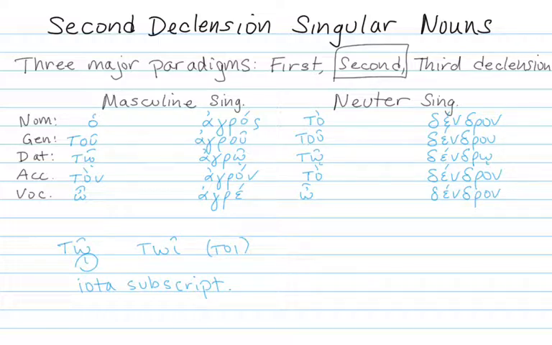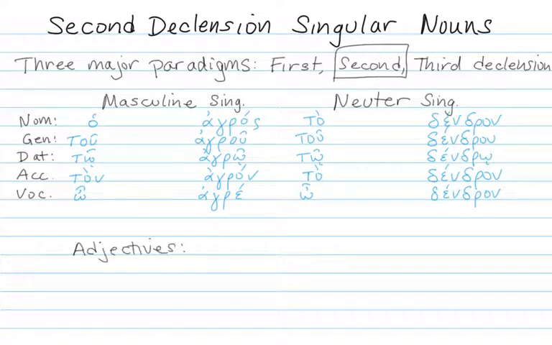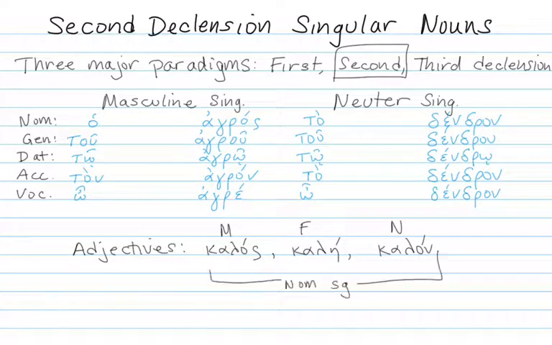Now, if you're wondering why I left a giant space, it's so that we can learn about adjectives. So for now, when we see adjectives, they're going to be of a particular kind of form. Kalos is the masculine. Pretty soon we'll learn the feminine kalē. And now we're learning the neuter kalon. All three of these are the nominative singular. Masculine nominative singular, feminine nominative singular, and neuter nominative singular.